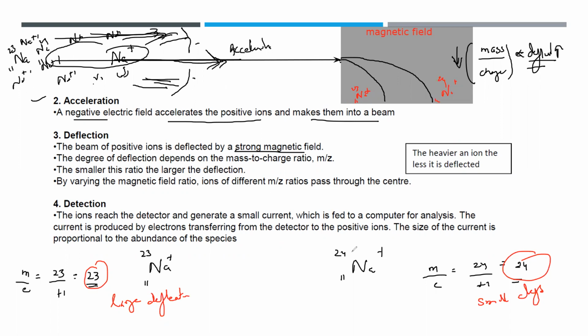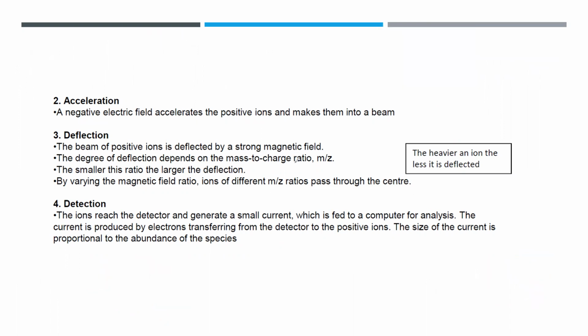And then the last part is detection, like how we see them. Ions reach a detector and generate a small current. When it generates a small current, it shows a peak, like on the computer screen we see the peaks. On the x-axis, we have the mass to charge.